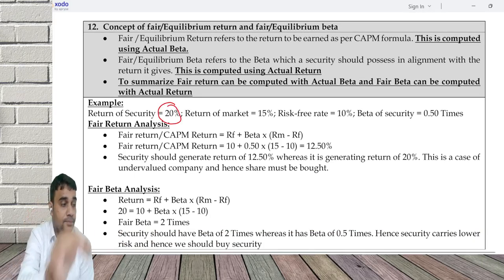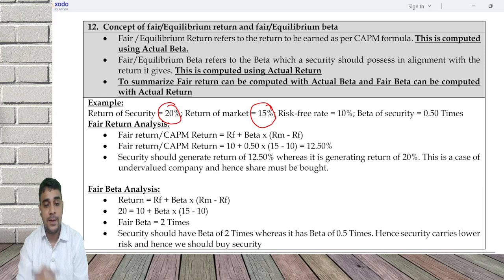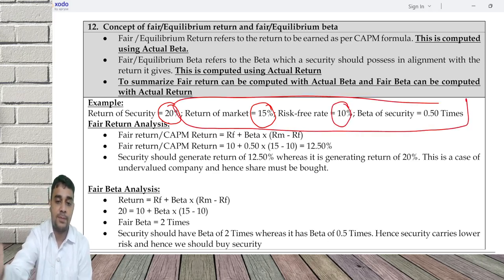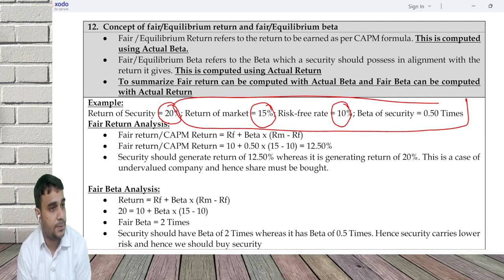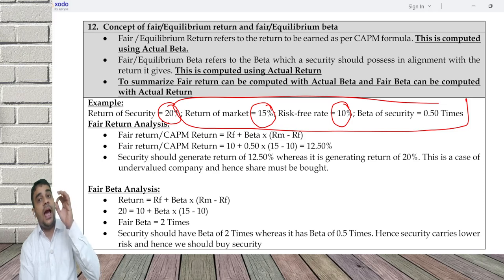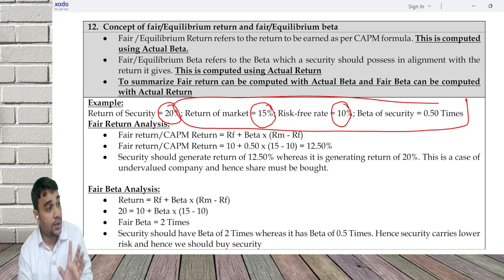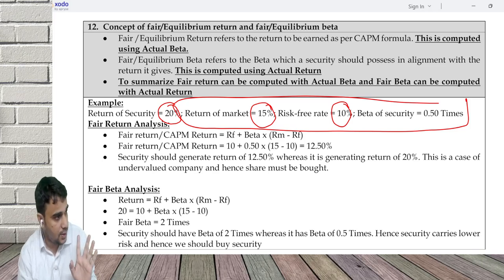Security is giving 20%. Market is giving 15%. Risk-free rate is 10%. Can you tell me what is the CAPM return for this example? 12.5. What is the security giving? 20. So the actual return is higher than the fair return. It is a good company.